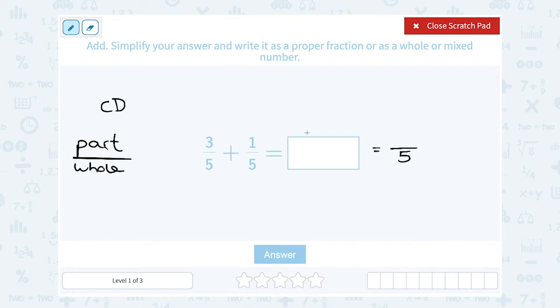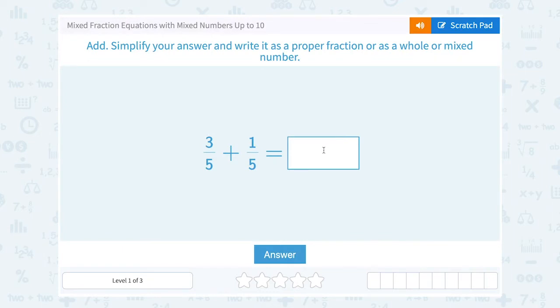And then on the top, I can simply add. If I have 3 parts and then another 1 part, 3 plus 1 gives me a total of 4. So I have 4 out of 5, or 4/5.